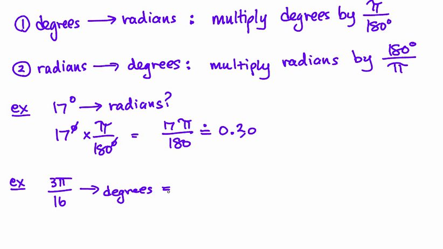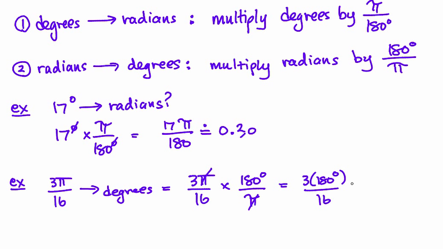If I have 3 pi over 16 and I want to change it to degrees, I take 3 pi over 16, I multiply it by 180 degrees over pi. Luckily for us, the pi's cancel, and I have to do 3 times 180 degrees divided by 16 on my calculator to get 33.75 degrees.